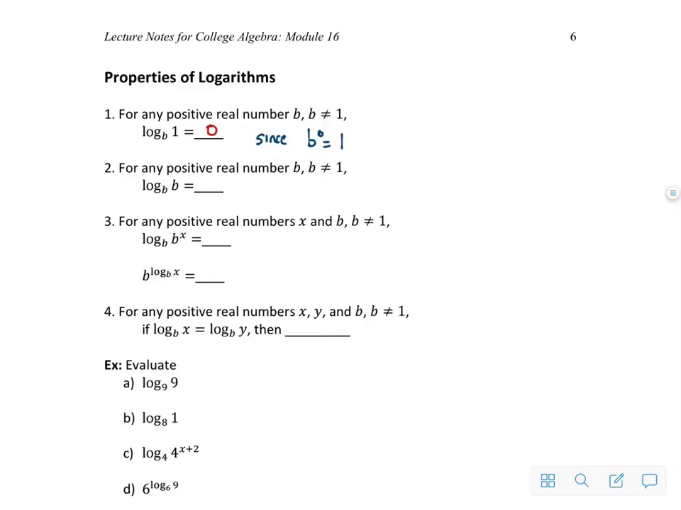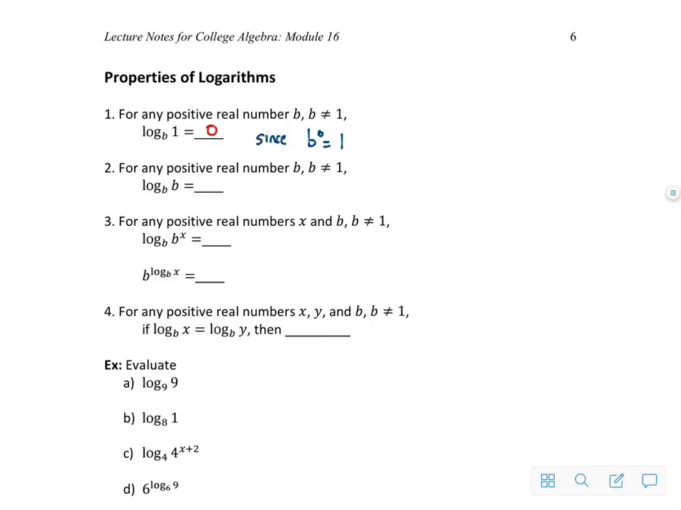Which means no matter what base, assuming the base is a positive number, that you have in the logarithm, log base b of 1 is going to be 0. So the output of the logarithm, when you plug a 1 into it, is 0.